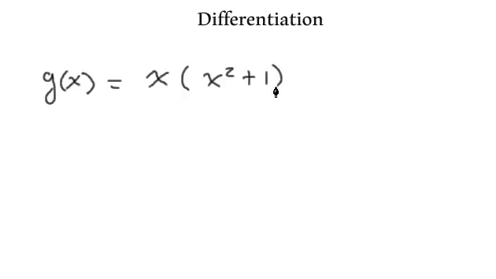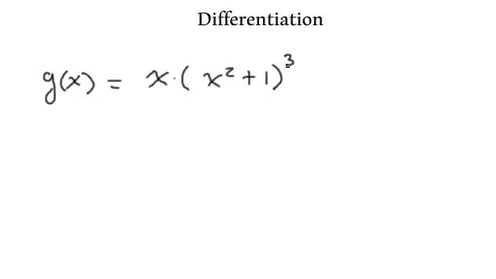So if we had, let's say, something that looks like this: g of x is equal to x times (x squared plus 1), raised to the third power. Now, the rules that we've learned so far, we're not going to be able to use those techniques in order to take the derivative of this.